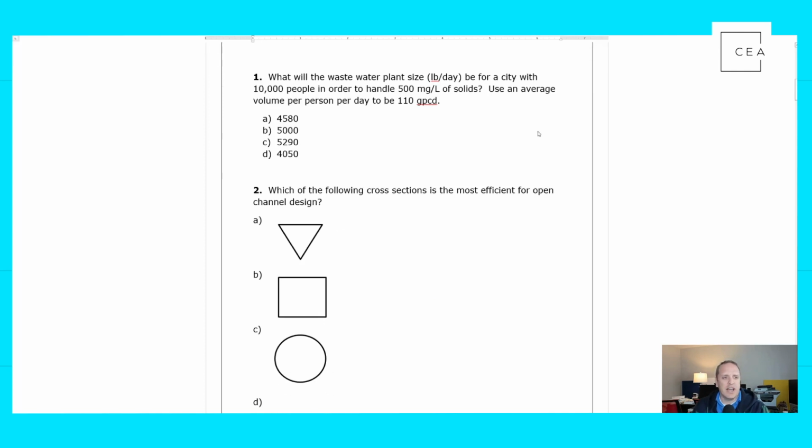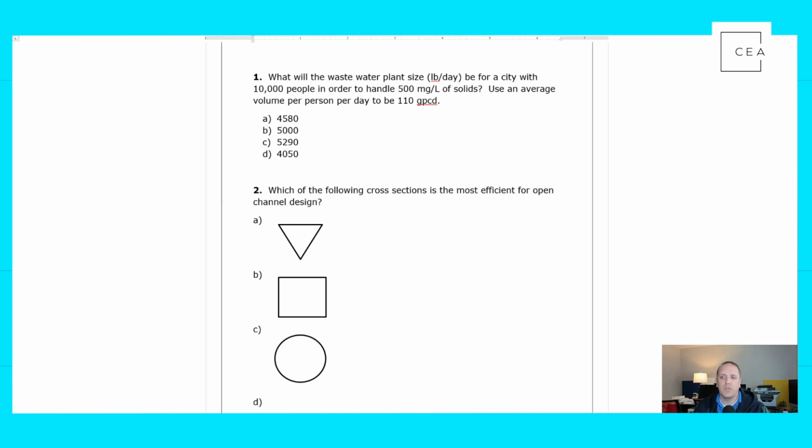So the first question on these bonus theory questions is really a short answer question dealing with wastewater, because sometimes those come up, and really those are conversion type problems. So the question states, what will the wastewater plant size in pounds per day be for a city with 10,000 people in order to handle 500 milligrams per liter of solids? And you're going to use an average volume per person per day of 110 gallons per day.